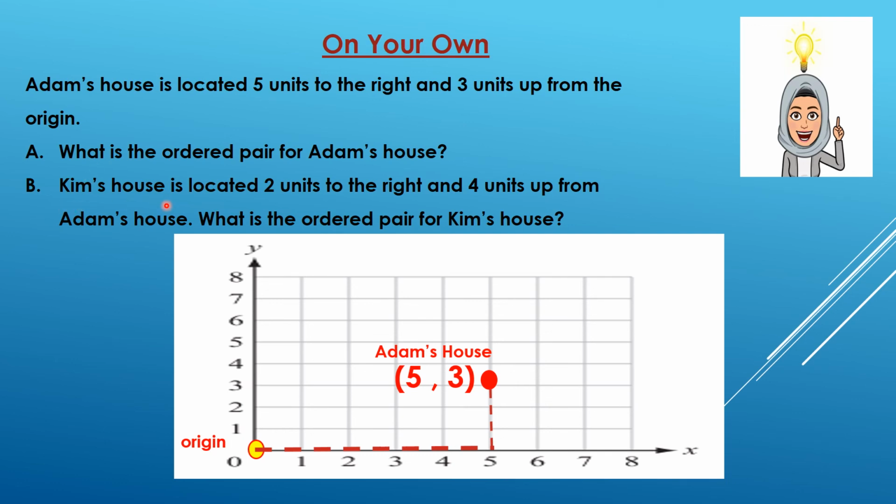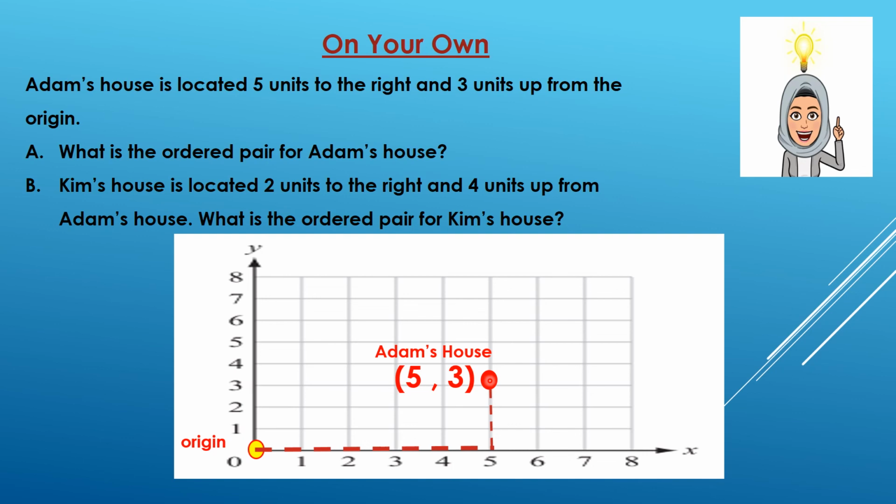Kim's house, now this is a different house, is located 2 units to the right and 4 units up from Adam's house. So my starting location is Adam's house. I'll start from here. There's the starting point. In the first part, I started from the origin. In the second part, I'm starting from Adam's house. So let me stand here now. I'm right there. Now how will I move?